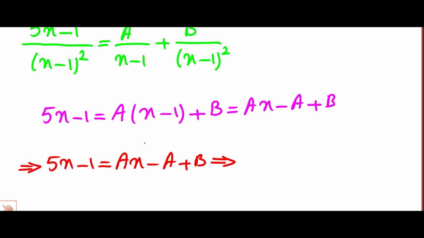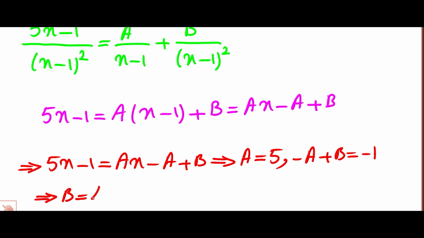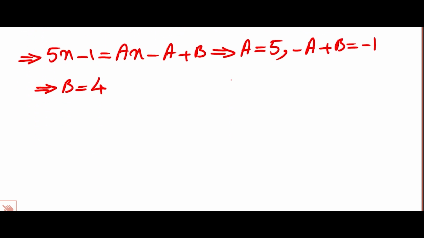Now compare coefficients of x. We have a equals 5 and negative a plus b is negative 1. Negative a plus b is negative 1 and we know that a is 5, so negative 1 plus 5 is 4. So b is 4.